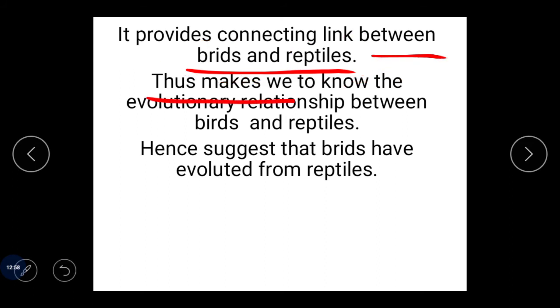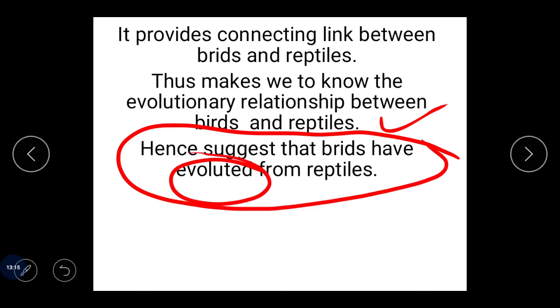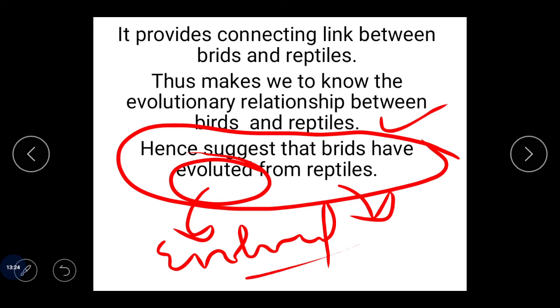Thus there is an evolutionary relationship between the birds and the reptiles. Okay, not only this, it also makes us understand that birds have evolved from reptiles. So dear students, this is what evolution makes us understand.